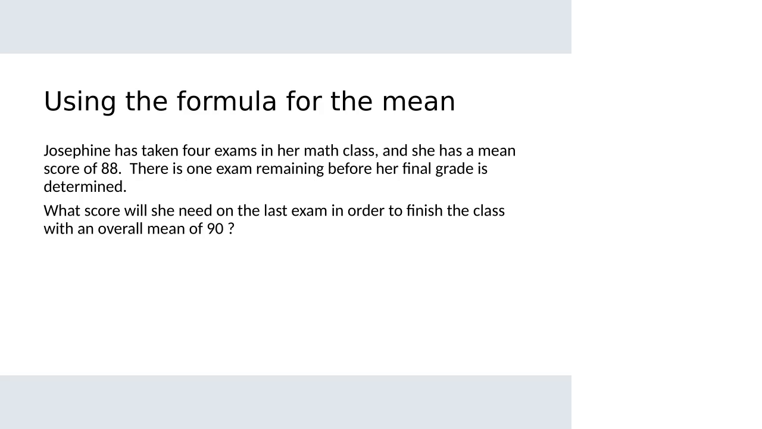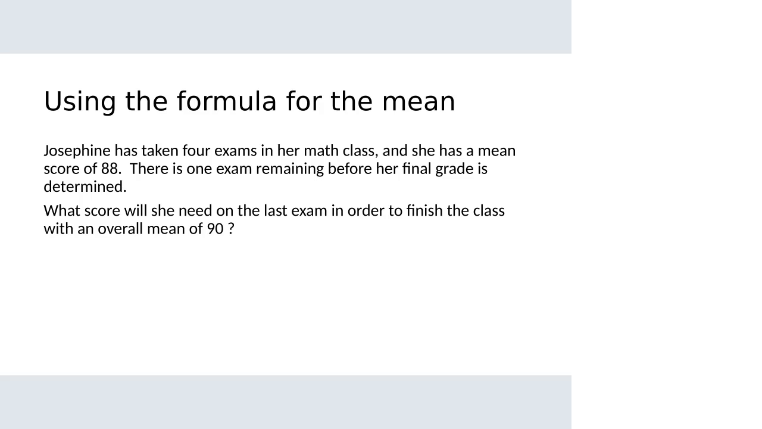Top of this one says using the formula for the mean, so you kind of have an idea of what's about to happen, but this is a different situation. Let's read through it. Josephine has taken 4 exams in her math class, and she has a mean score of 88. There's 1 exam remaining before her final grade is determined. What score will she need on the last exam in order to finish the class with an overall mean of 90?